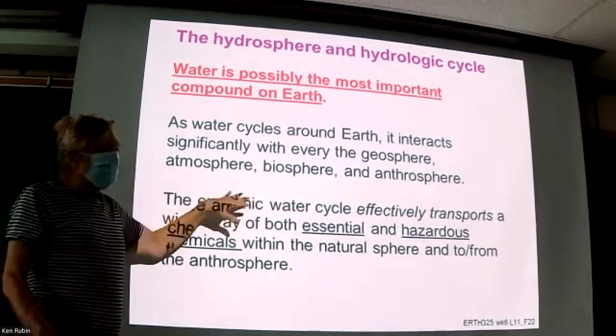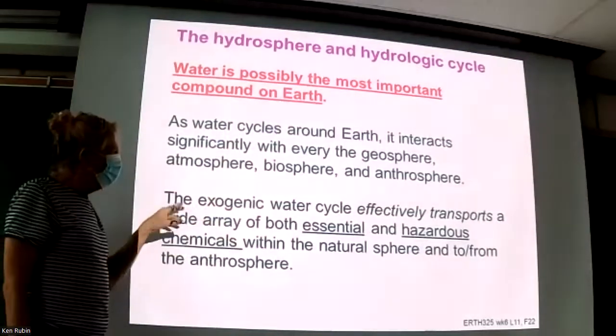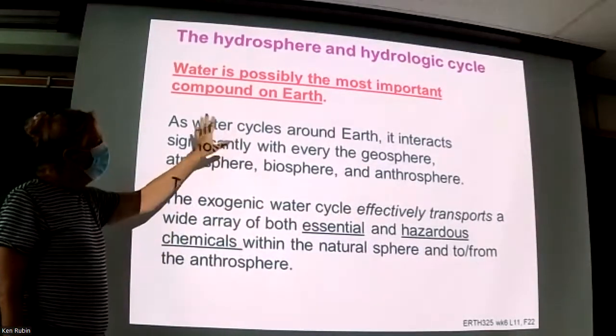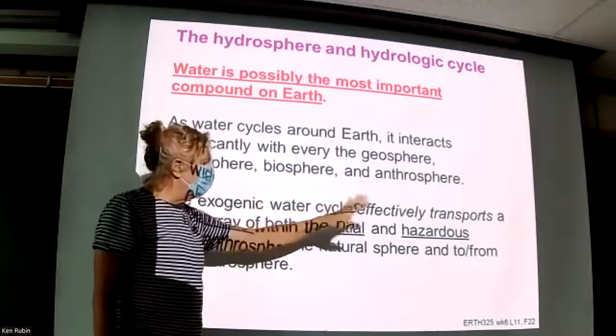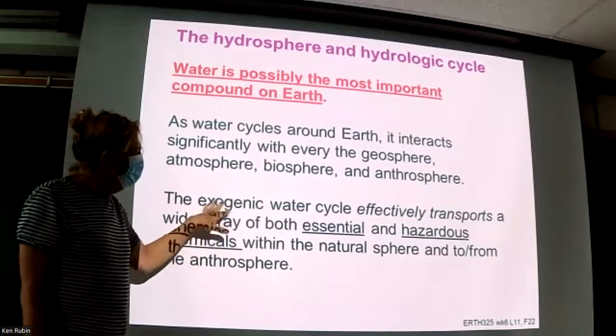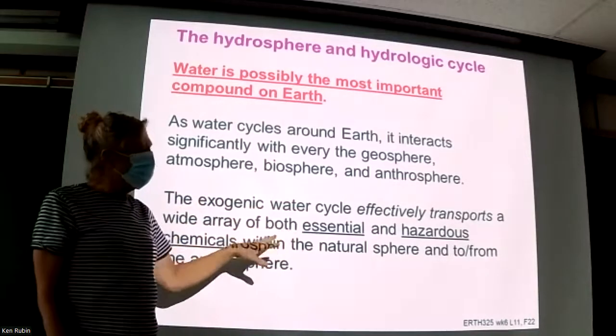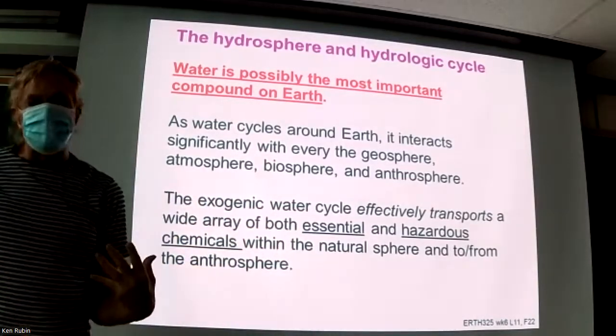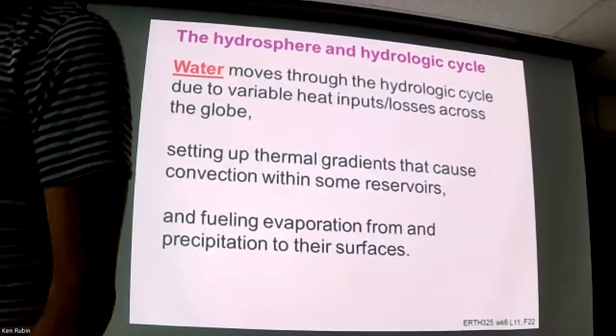Exogenic, remember that term, just means the surface of the earth. The water cycle transports a huge amount of chemicals, both essential chemicals and hazardous chemicals, within the various reservoirs of the natural spheres and in and out of the anthrosphere. So we kind of want to understand something about it.